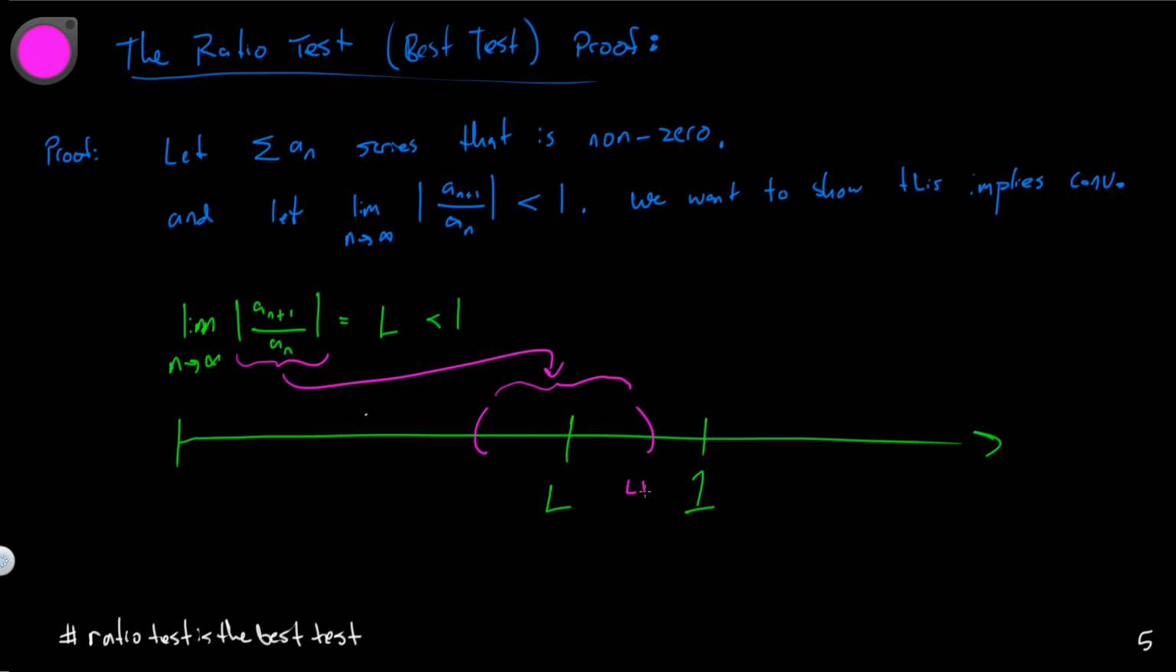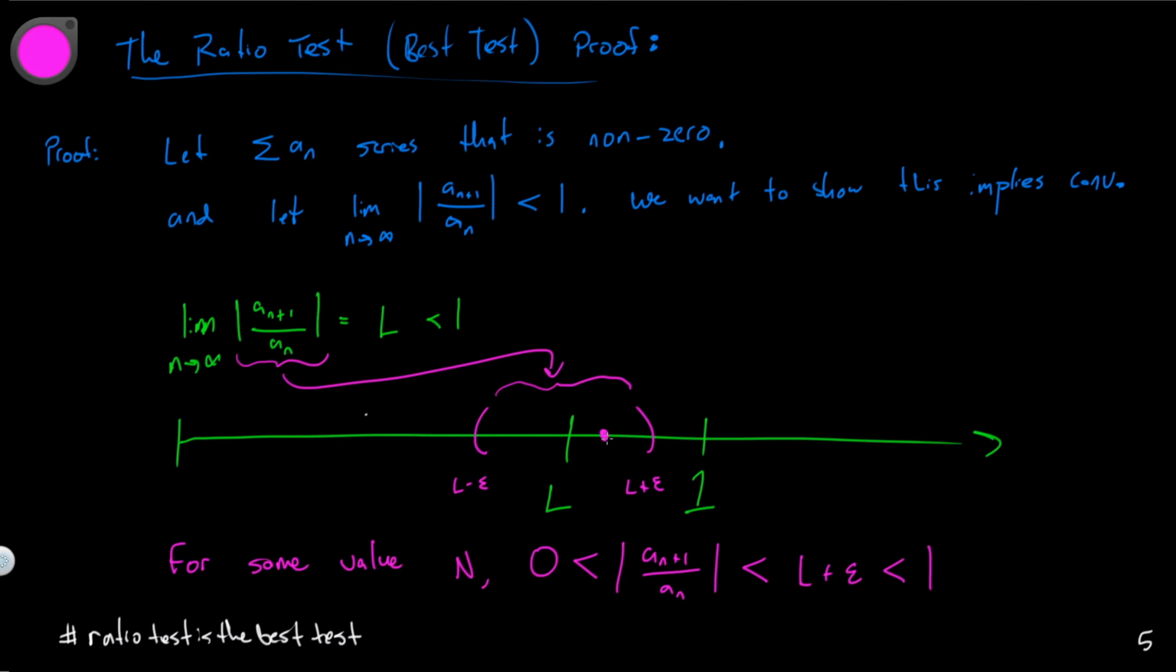We could call this L plus epsilon. We could call this L minus epsilon. Call this distance epsilon. For some value n, at some point, this value, a sub n plus 1 over a sub n, is going to be, of course, bigger than 0, but it's going to be less than L plus epsilon, which is also less than 1. At some point, this absolute value expression is going to be in this interval.